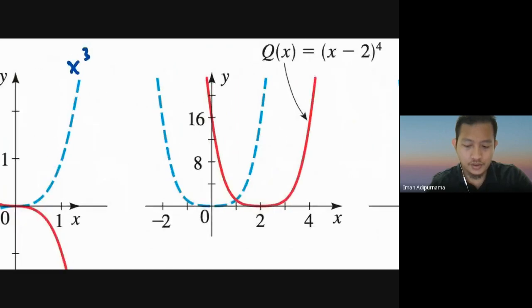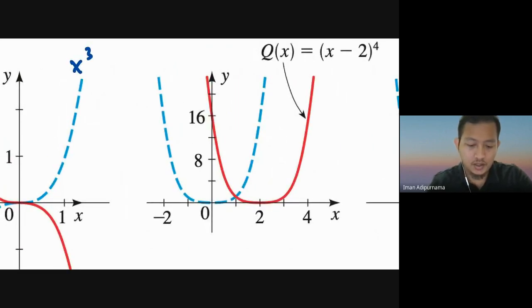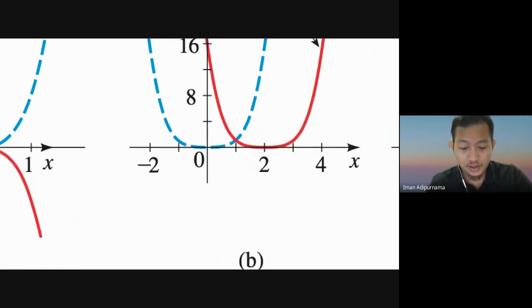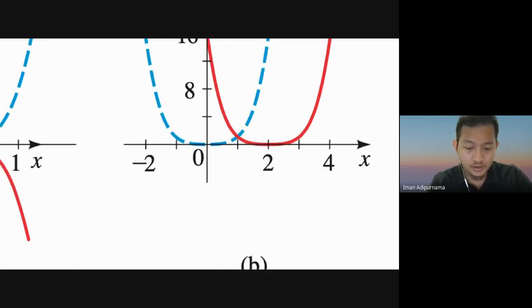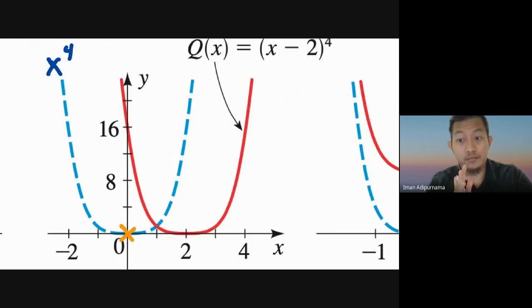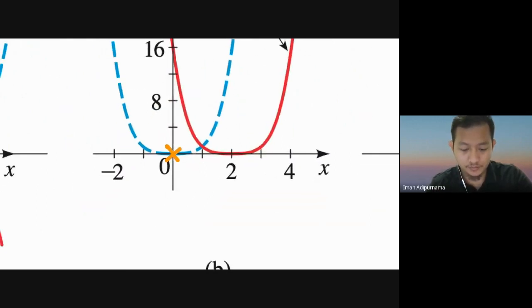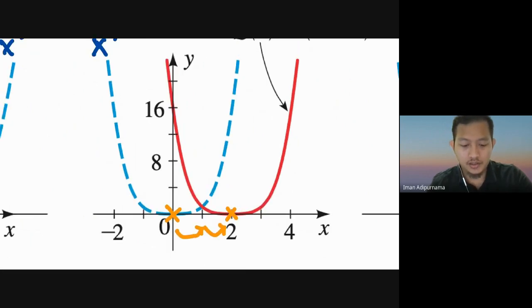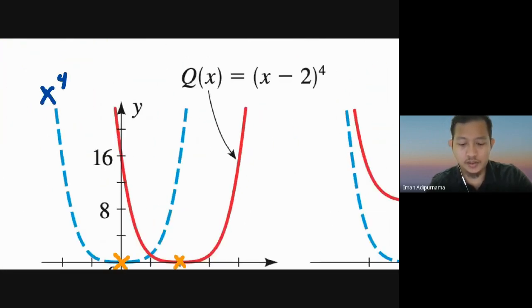This is also similar. We see the original function is here. This is x with the power of 4. And then it is a horizontal shift. You'll see the vertex at the beginning is at 0, right? And then it's at 2, which means a shift of 2 to the right. So here is the transformation. This is now the vertex, making the same graph in red, and it becomes (x minus 2) with the power of 4.